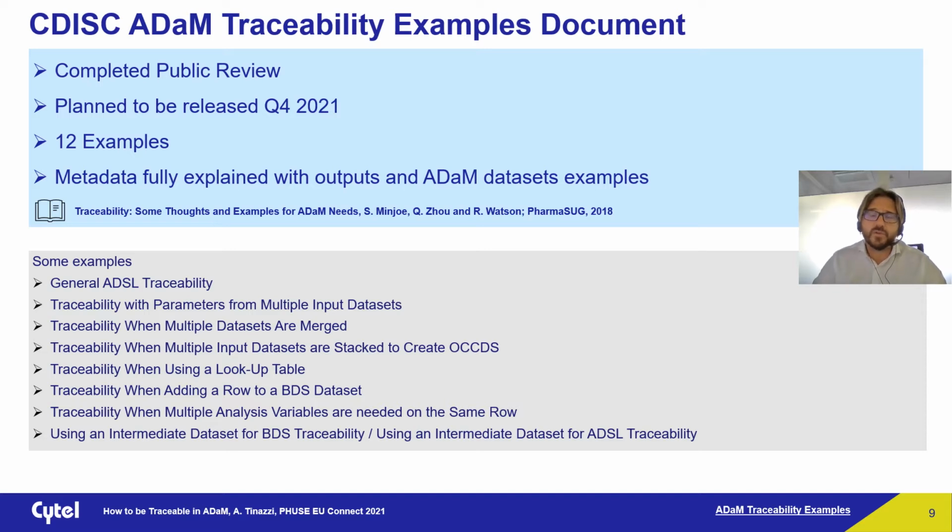The document was out for review earlier this year, and among general recommendations such as what is the optimal number of analysis datasets, how to be analysis ready, etc., it contains 12 instances of fully explained metadata samples together with outputs and ADaM dataset examples, such as general dataset traceability. We'll have an example in the next slide. Traceability with parameters from multiple input datasets, for example, when the derivation of a study endpoint requires variables and records from multiple input SDTM or ADaM datasets.